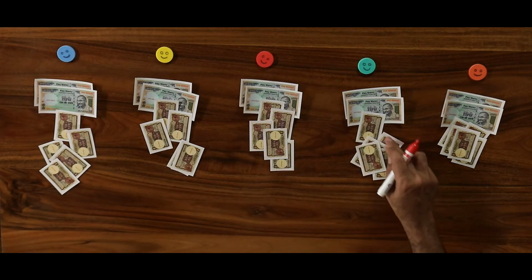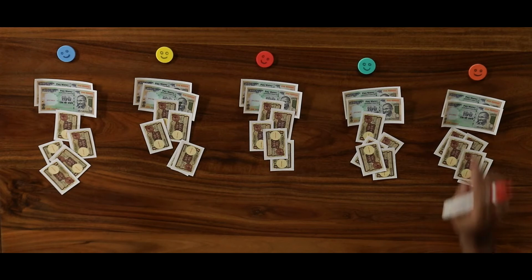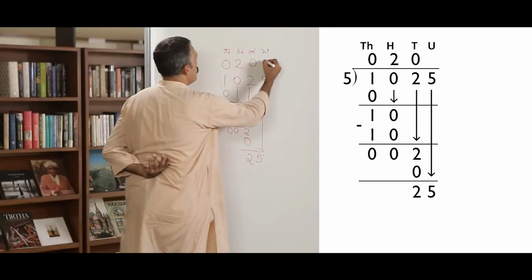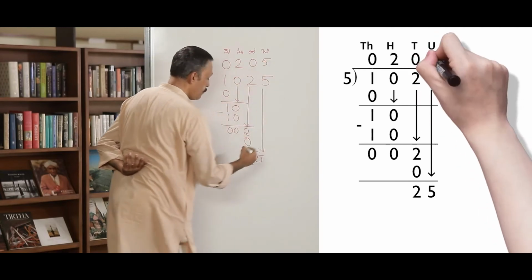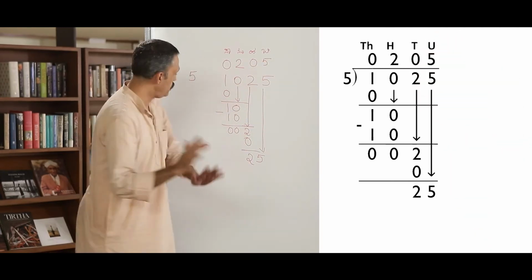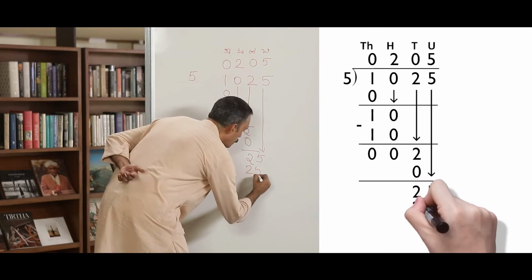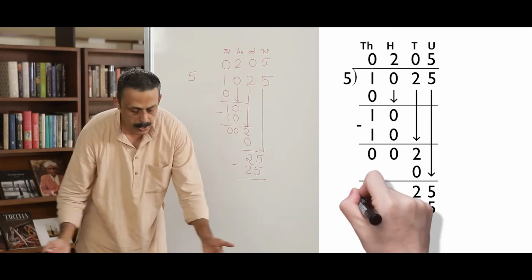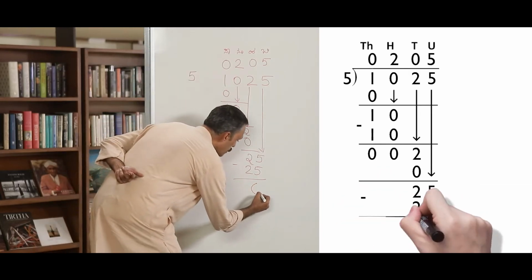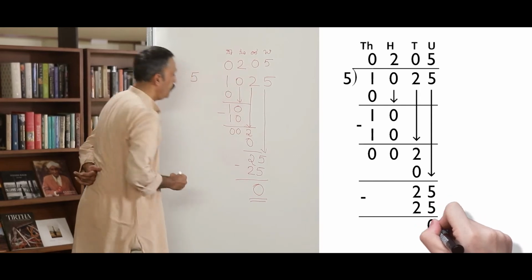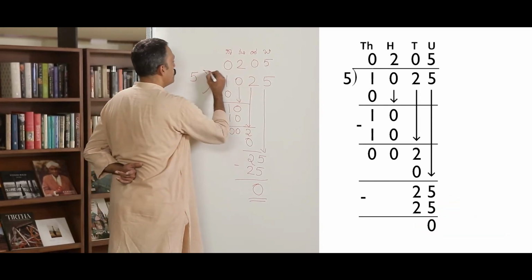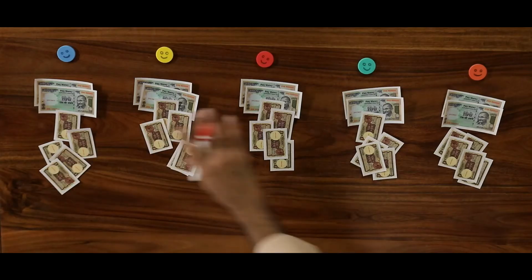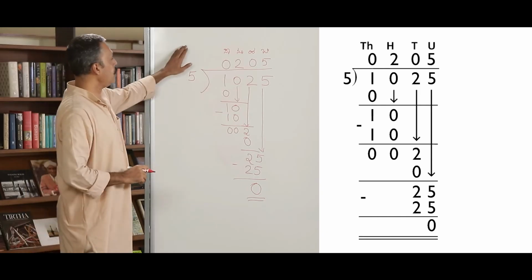So everyone got 5 1 rupee notes? Yes, everyone got 5 each. So everyone got it equally. So we can write 5 here. I have exhausted all 25 1 rupee notes. What am I left with? Do I have anything left? I have nothing, that is 0. Now, we have distributed 1025 rupees to 5 people equally.